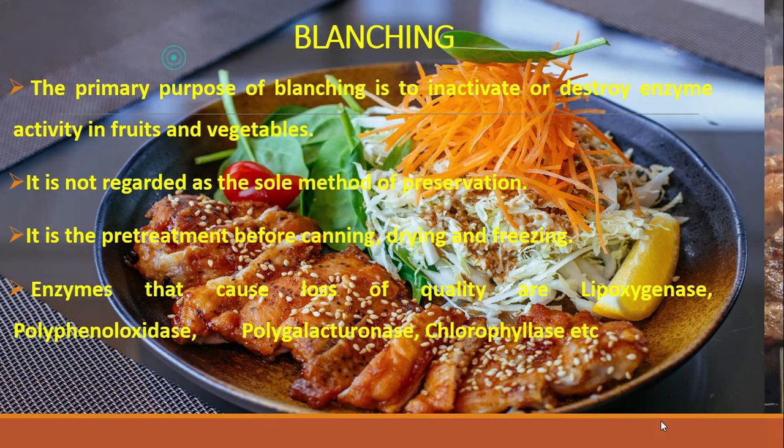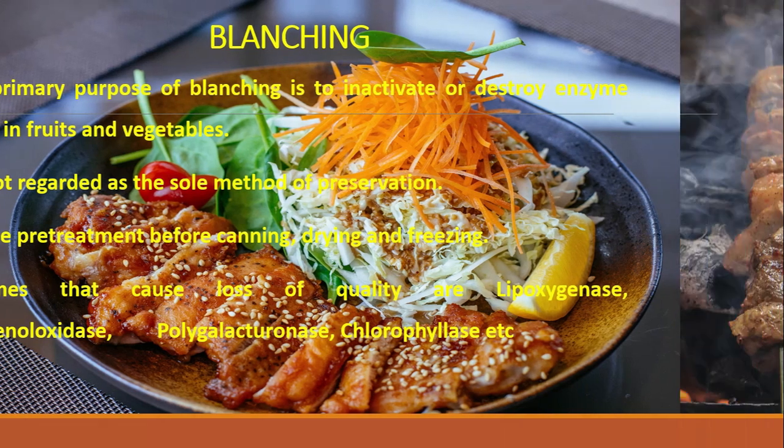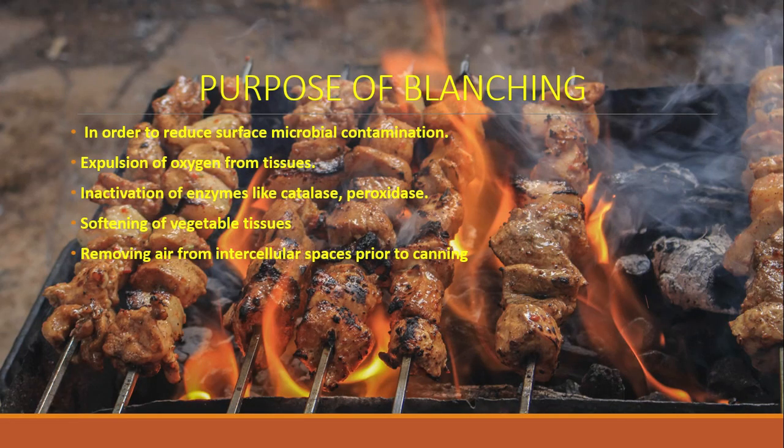Enzymes that cause loss of quality are lipoxygenase, polyphenol oxidase, polygalacturonase, chlorophyllase, etc. What is the purpose of blanching? In order to reduce surface microbial contamination, expulsion of oxygen from tissues, inactivation of enzymes like catalase, peroxidase, etc., softening of vegetable tissues and removing air from intercellular spaces prior to canning.